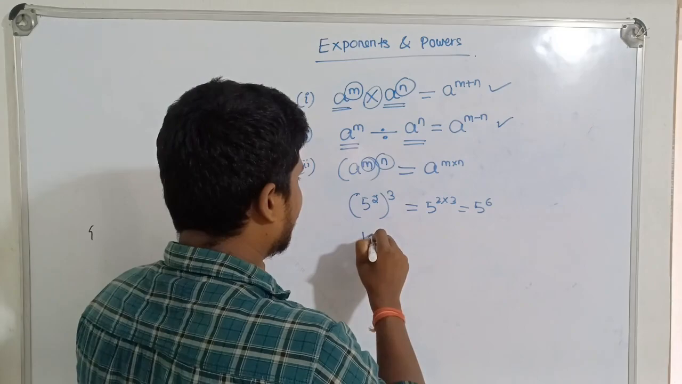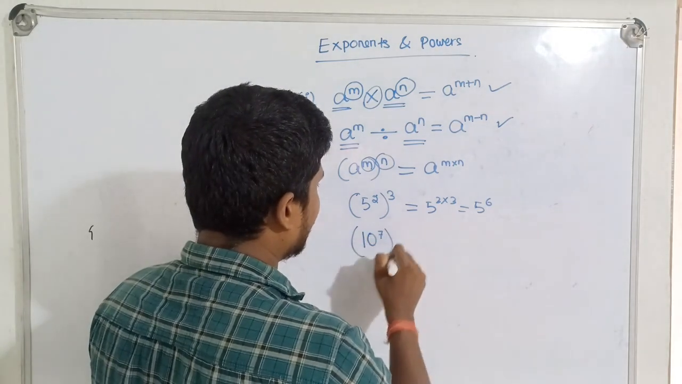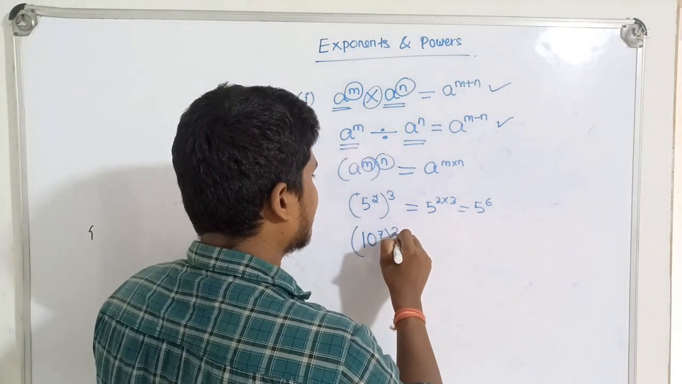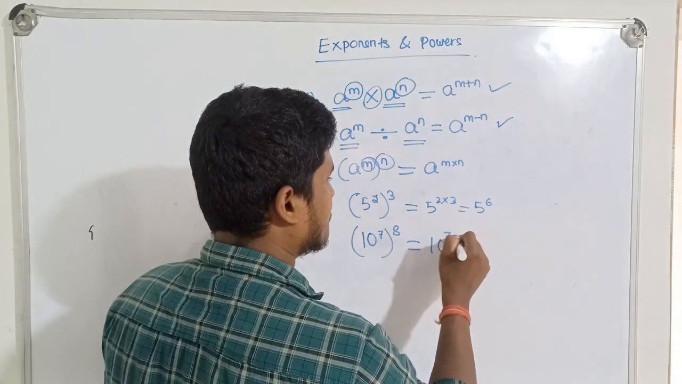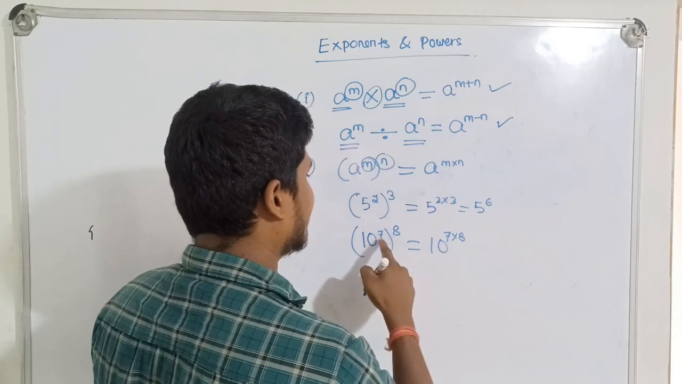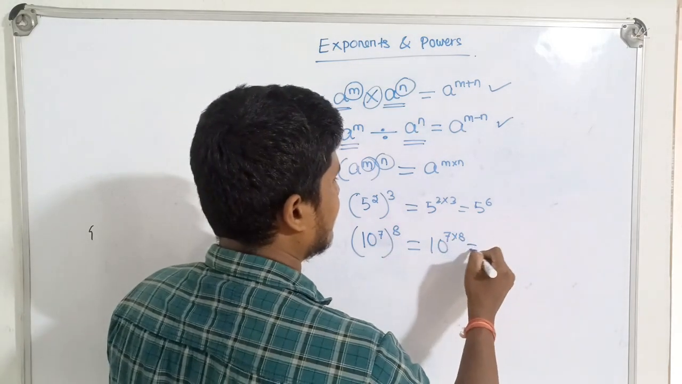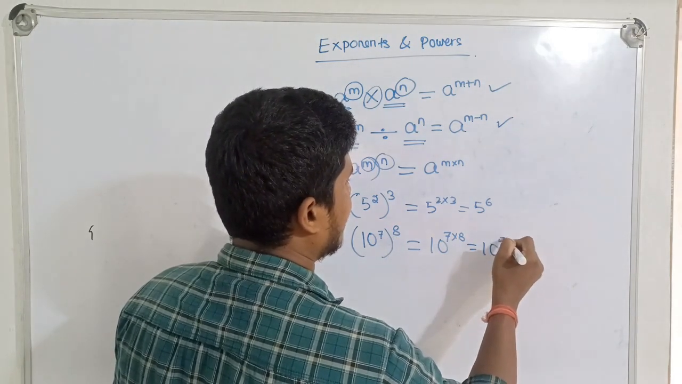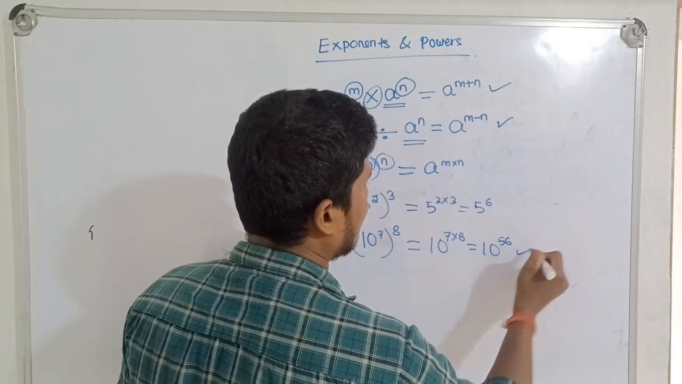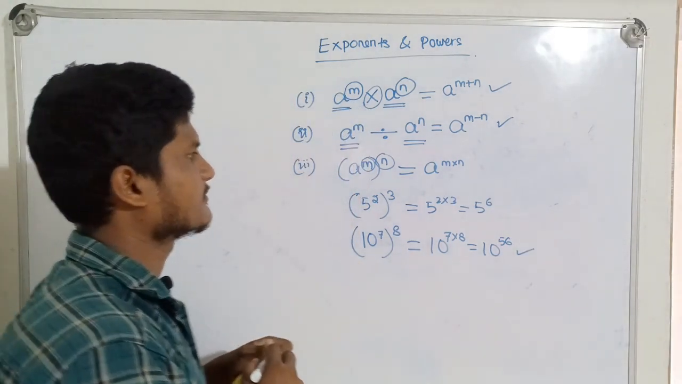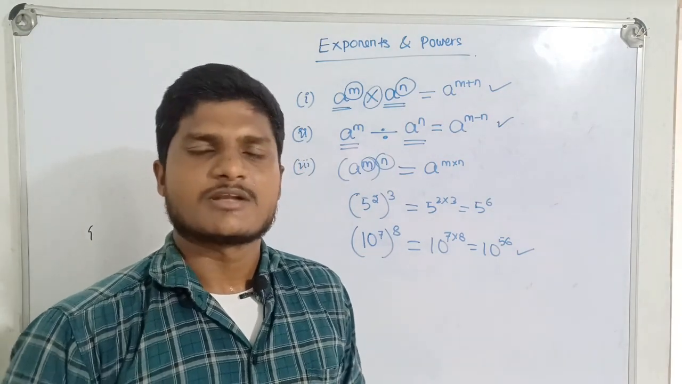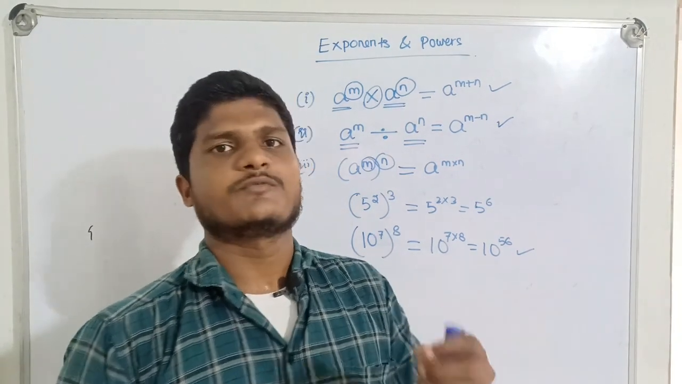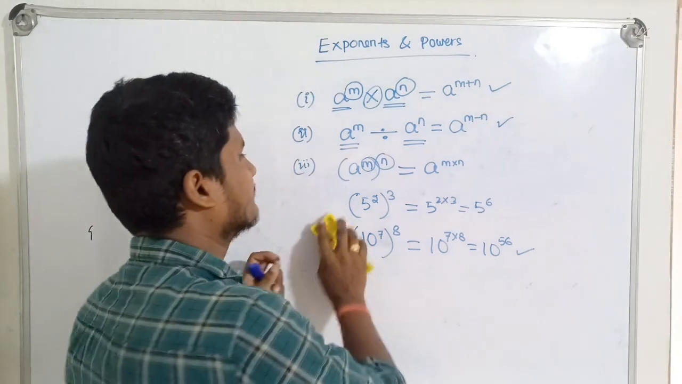I can take 10 to the power 7 and also 8. Just multiply these two powers. 10 to the power 7 multiplied with 8, that is 10 to the power 7 eights are 56. 10 to the power 56. Okay, clear? We have cleared 3 formulas. Now we are going to the 4th, 5th and so on.